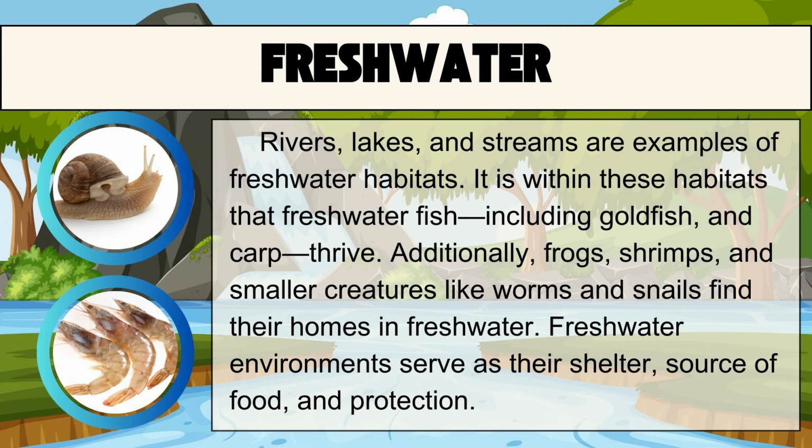Rivers, lakes, and streams are examples of freshwater habitats. It is within these habitats that freshwater fish, including goldfish and carp, thrive. Additionally, frogs, shrimps, and smaller creatures like worms and snails find their homes in freshwater. Freshwater environments serve as their shelter, source of food, and protection.